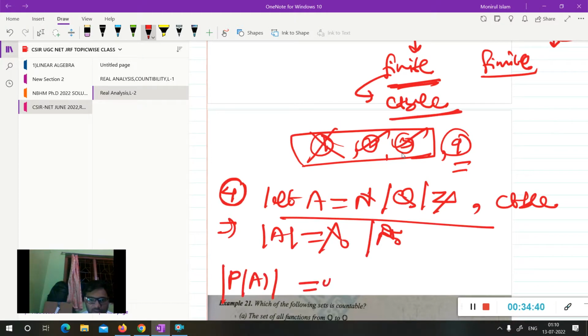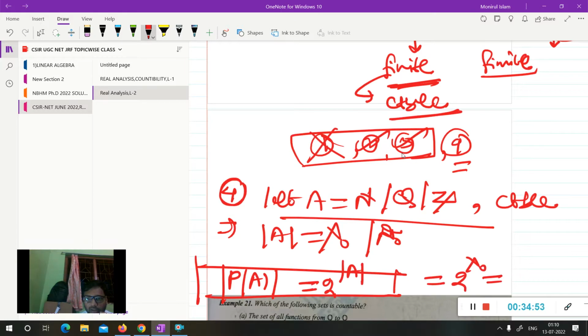Cardinality of power set of A is nothing but cardinality of 2 to the power cardinality of A. This is a formula we all know. Cardinality of power set of A equals 2 to the power cardinality of A, which is 2 to the power aleph naught. Now 2 to the power aleph naught is C, which means continuum, so it is uncountable.